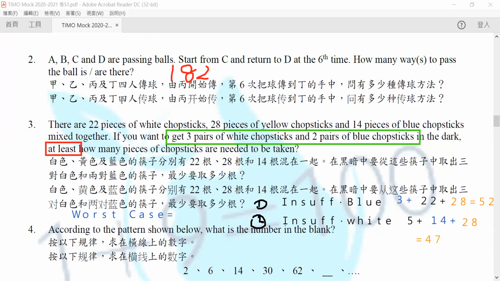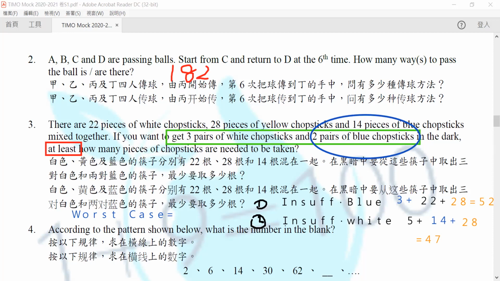Supposed to be 6 plus 22 plus... Now, remember, the first case scenario is we do not have sufficient blue chopstick to form 2 pairs. It should not be 6 plus 22 plus 28. Why? Because for the blue, we need only 4 of them. If we have 4 of them, we satisfy this situation. We don't want it to be satisfied, so we just take 3.